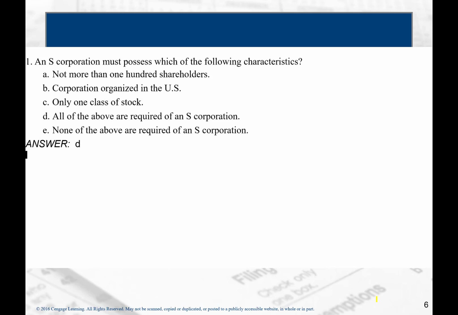An S corporation must possess which of the following characteristics? Not more than 100 shareholders.